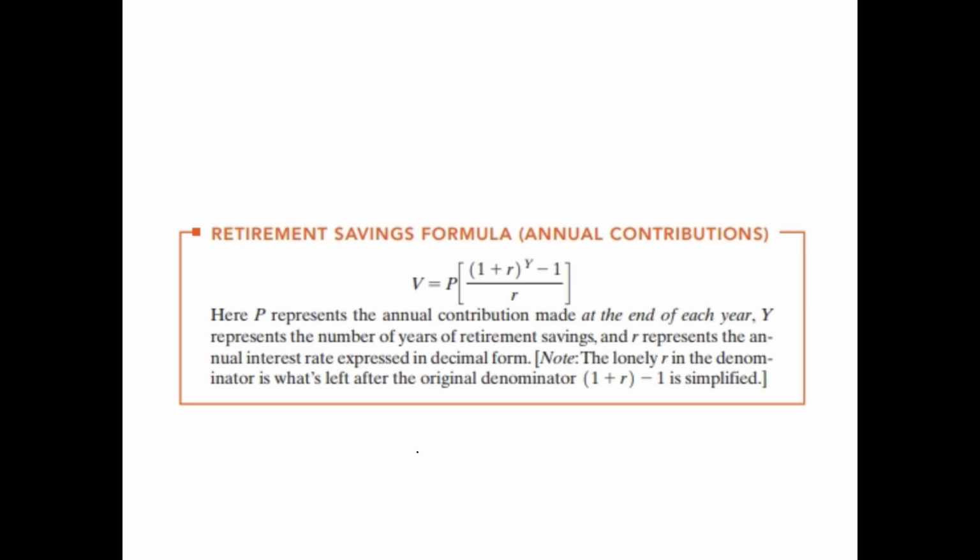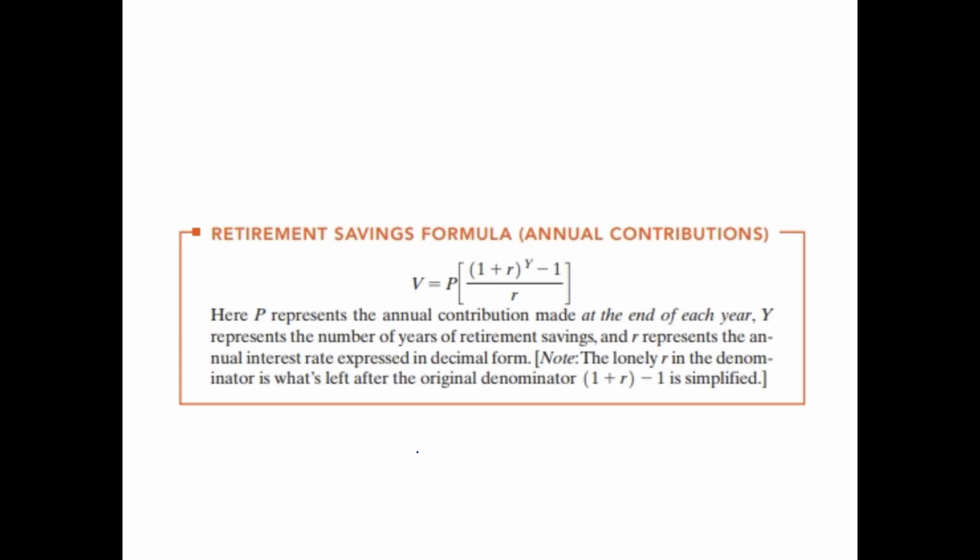The retirement savings formula, annual contributions. The final value, V, will equal your deposit, P, times 1 plus r to the y minus 1 over r. That's what we saw. And there's your formula. Here, P represents the annual contribution made at the end of each year. So this formula only works if you are making contributions, as we stipulated, at the end of each year.